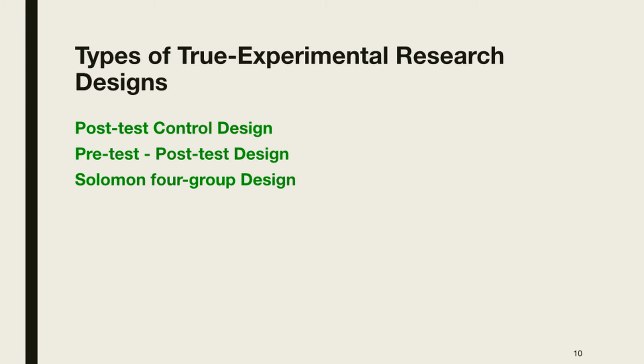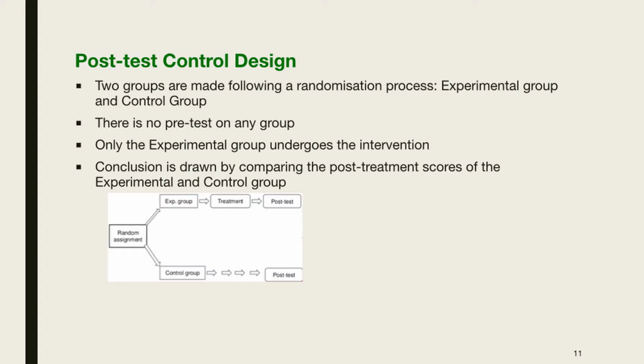There are three types of true experimental research designs in education: a post-test only control experimental design, a pre-test post-test experimental design, and a Solomon four-group design. The post-test only control design, as the word suggests itself, has two groups which are made by a randomization process. There will be an experimental group and a control group. There is no pre-test in these groups. Only the experimental group undergoes the intervention, and after the intervention, both the groups are tested on a post-test. So the conclusion is drawn by comparing the post-treatment scores of experimental and control group.